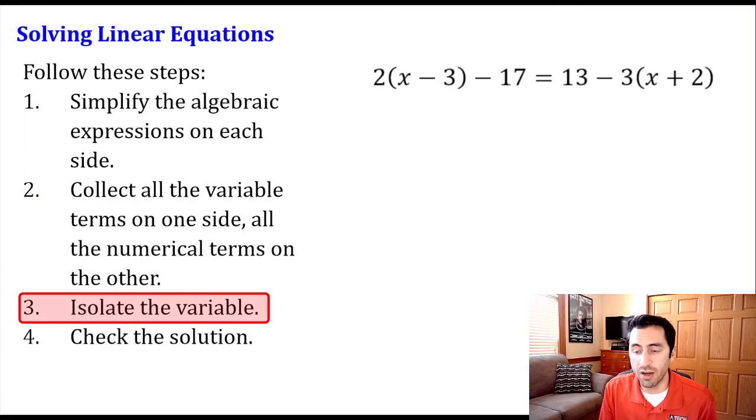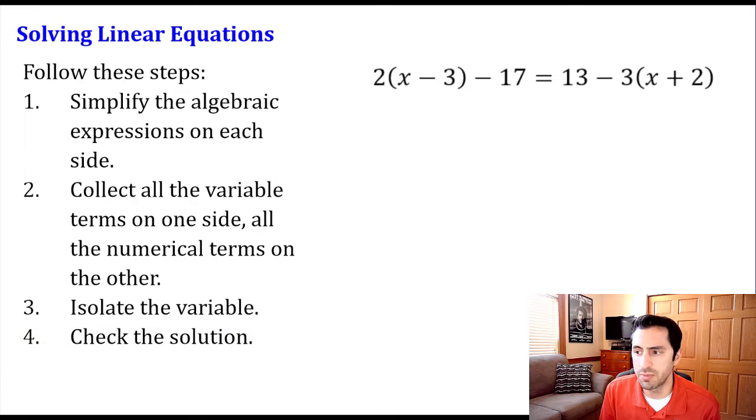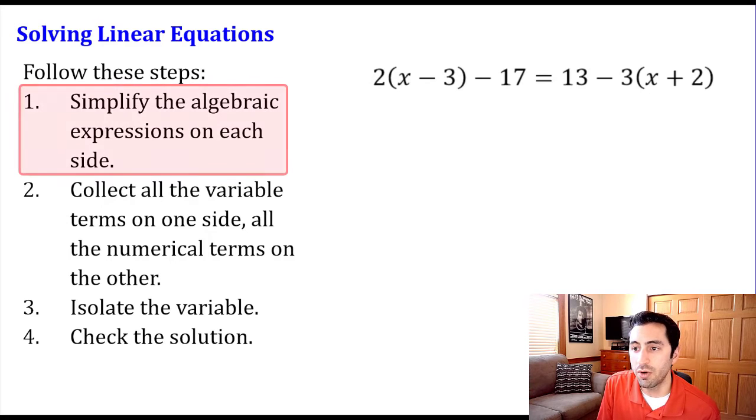So the third step, isolate the variable. What that means is we want to get down to just 1 times that variable. So if my variable is x, I just want x all by itself on one side of the equal sign. We can do that by multiplying or dividing. And then the last step is we should always check our solution to make sure that we do have the correct thing. So let's use those steps in an example. So 2 times the quantity x minus 3, minus 17, is equal to 13 minus 3 times the quantity x plus 2.